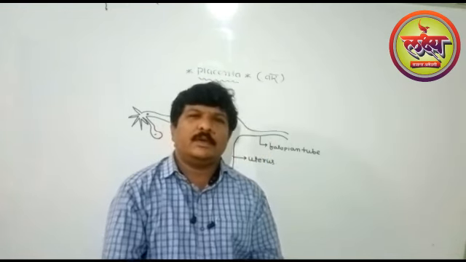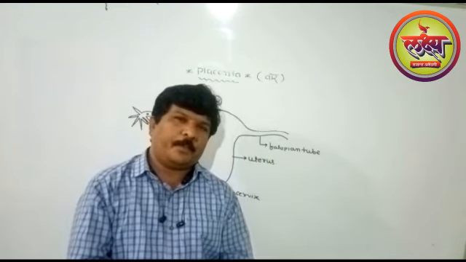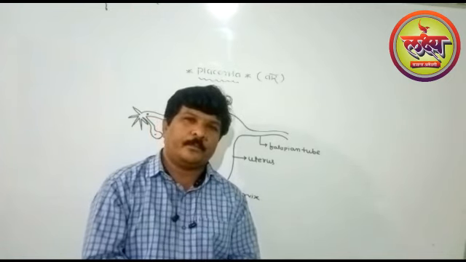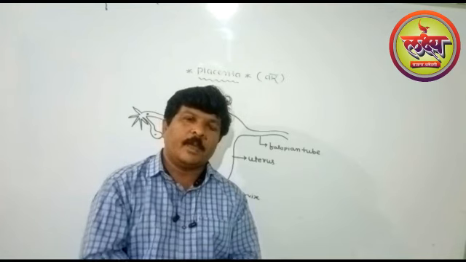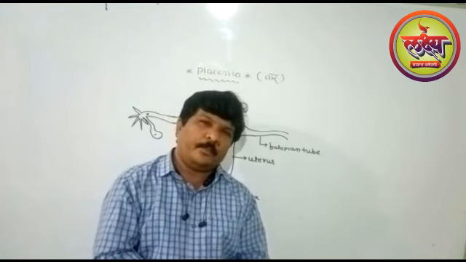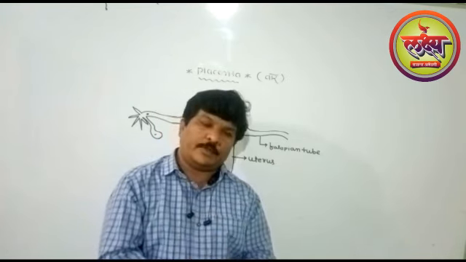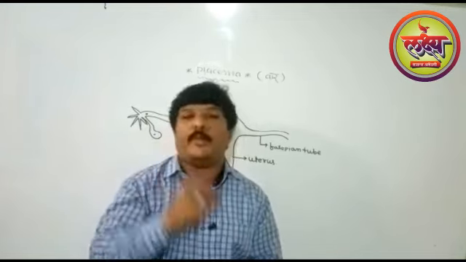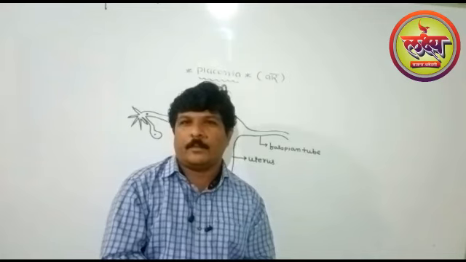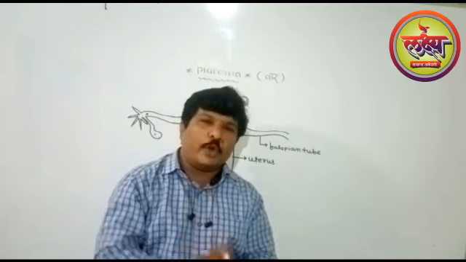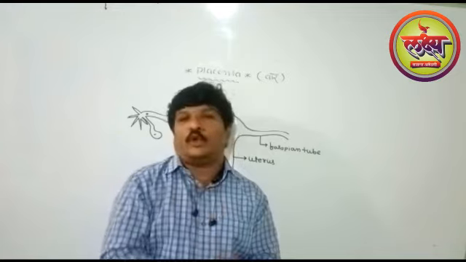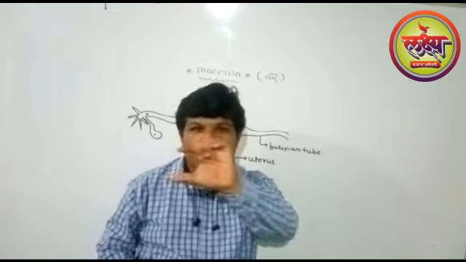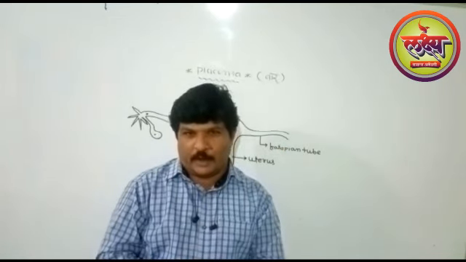You know boys, the human placenta is called a chorionic placenta. Why is it called a chorionic placenta? What is chorion? Chorion means an extra embryonic membrane. And this chorion plays an important role in the formation of the placenta, due to which the human placenta is called a chorionic placenta.